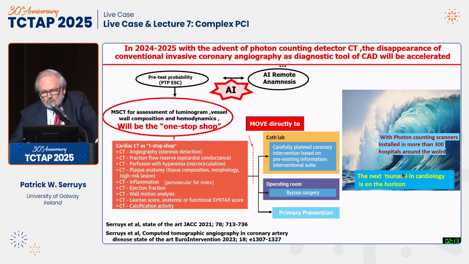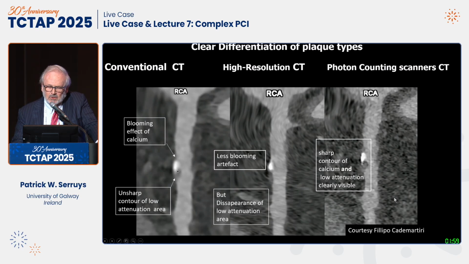Now, I have to tell you that the next tidal wave is photon counting. And the photon counting detector CT will accelerate the disappearance of coronary angiography as a diagnostic tool. That's the next tidal wave. So you could see here conventional CT with a blooming effect of calcium, unsharp contour of low attenuation area. This is high-resolution software, less blooming artifact clearly, but disappearance of the low attenuation area.